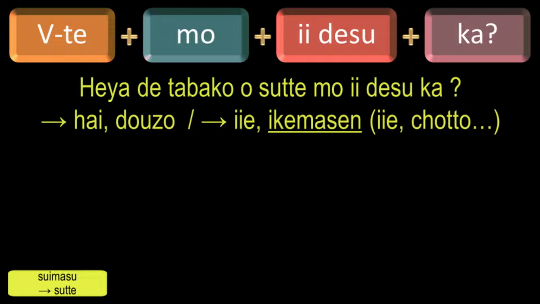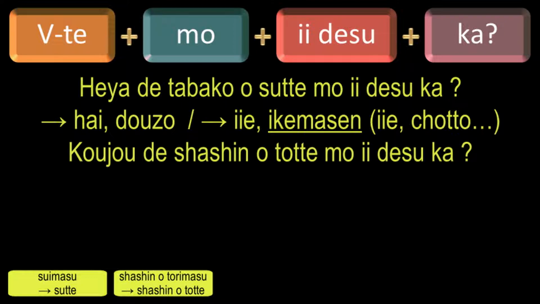Let me give you another example. Kojo means factory and shashin o torimasu means to take photos. Its te form is shashin o totte, and by adding mo ii desu ka to it, we will get kojo de shashin o totte mo ii desu ka, which translates to may I take photos in the factory? Now, if ka is removed from the sentence, then it simply becomes a statement which can be a response to the question. So if someone says kojo de shashin o totte mo ii desu, then it means you may take photos in the factory.